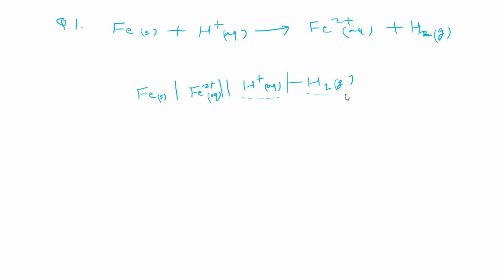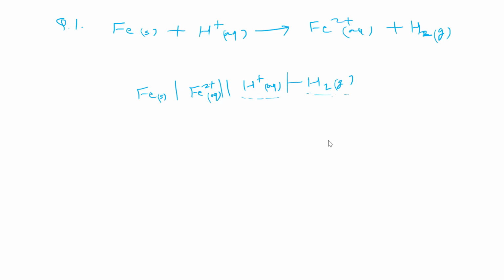That is hydrogen. But in case of any cell which has all the species gaseous or aqueous, we are to make a representative rod, and for that rod we use a representative, or we can say an inert material. In that situation we are using a platinum rod as a representative rod. Okay, so in this cell this is not the complete representation, and we are to add platinum also.